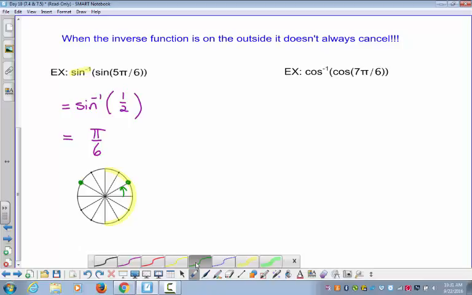Okay, this one. We know inverse cosine's on top. 7 pi over 6, what quadrant is that in? 3, so that's not on top. 7 pi over 6 is just beyond pi. So definitely we can't just erase. But we evaluate. Start on the inside.